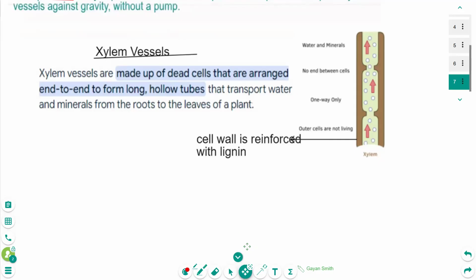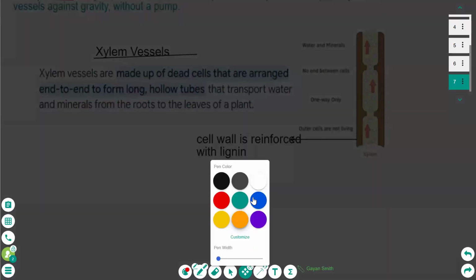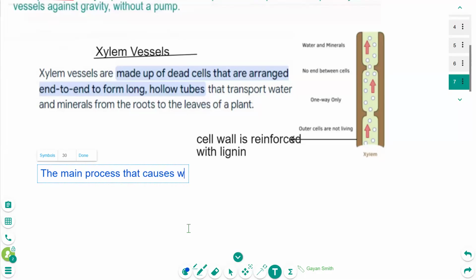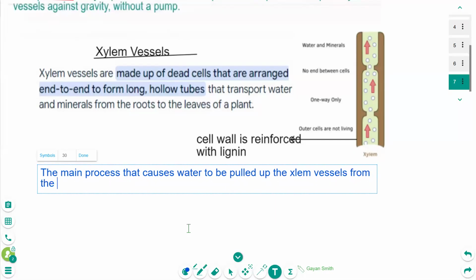So now that we have established what the xylem vessels are, we're going to be looking at a process I mentioned to you earlier, which is the process of transpiration, right? So the main process that causes water to be pulled up the xylem vessels from the roots to the stem is transpiration.